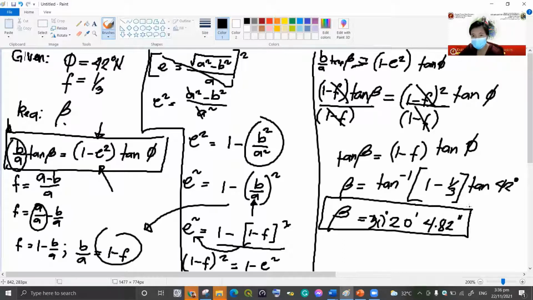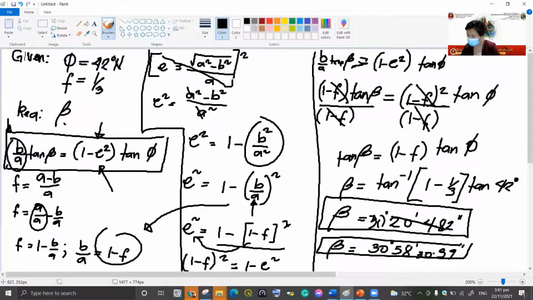So now let's move to the second item. There is a correction. This is 30 degrees, 58 minutes, and 30.37 seconds. So just try to double check the answer. We have here 30, 58, 30.37 seconds. Okay.